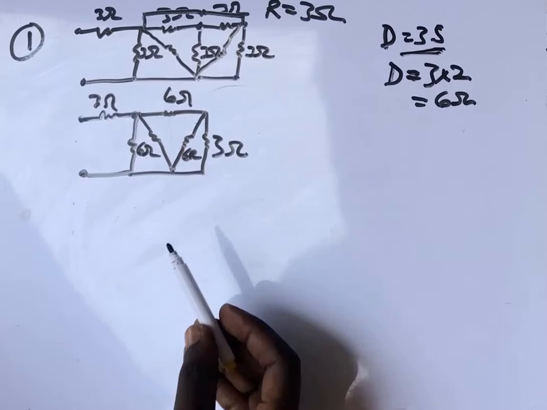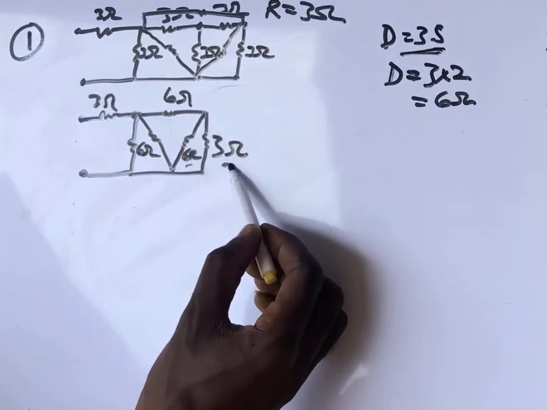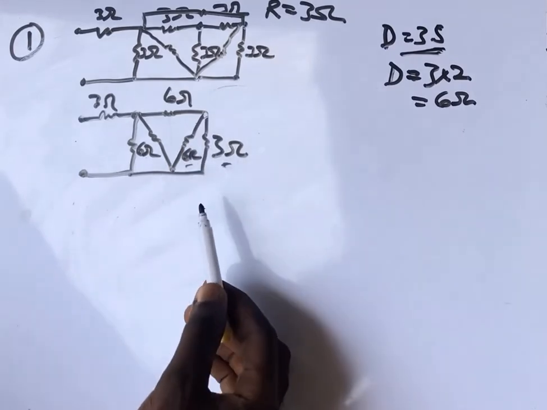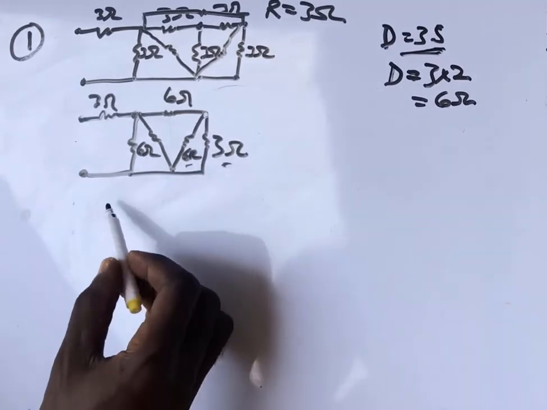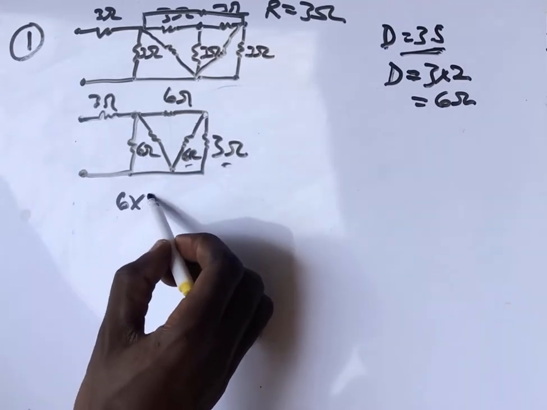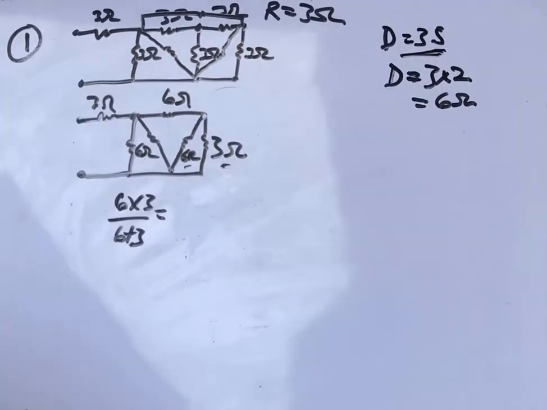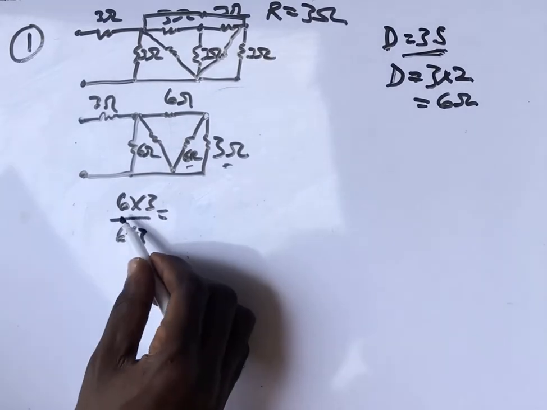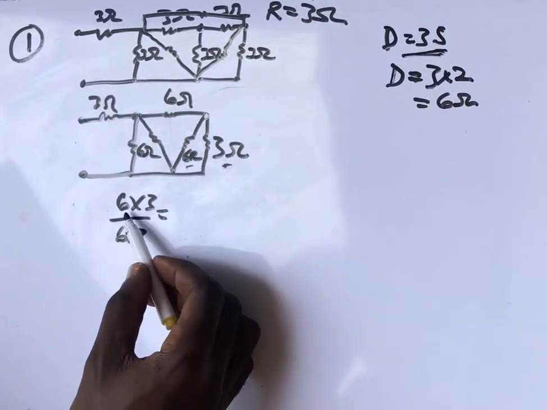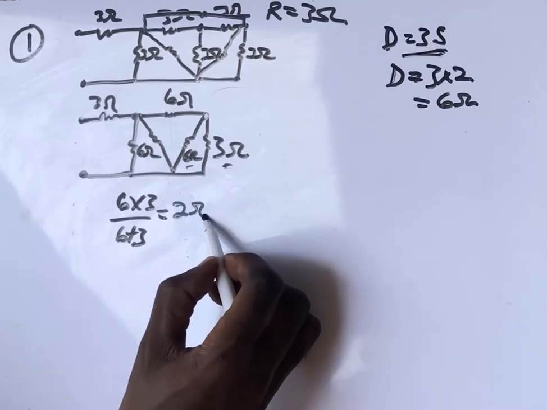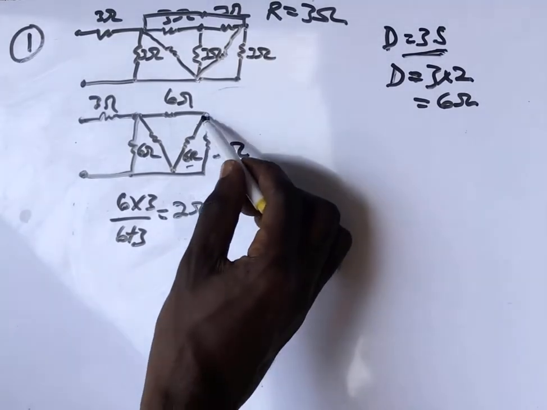You could notice that 6 ohm and 3 ohm are in parallel, because when you traverse through it, you won't come across any other element. So you have 6 by 3 on 6 plus 3, which will give us, this is in parallel, so we have 6 by 3, and then 6 plus 3, this will give us 2 ohms. Now we are done with this portion.